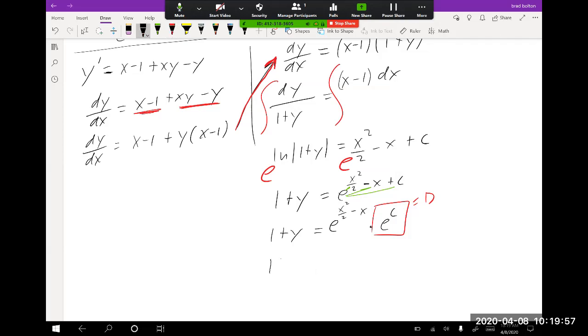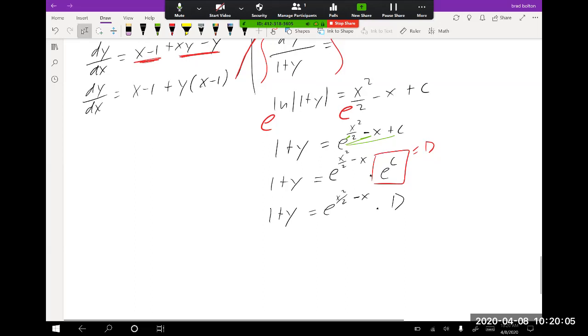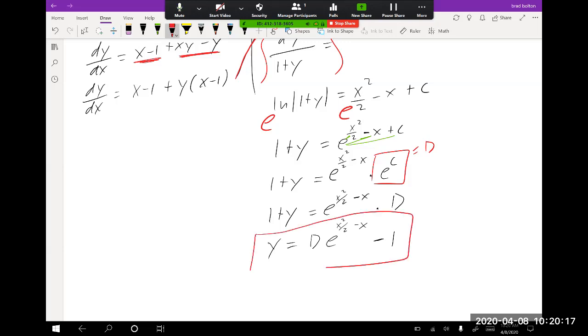So now I have 1 plus y is equal to e to the x squared over 2 minus x times d. And I am just going to subtract the 1 over. So we have y equals d e to the x squared over 2 minus x, minus 1. And this will be our solution to our differential equation solved for y. And d is our new constant that we developed from e to the c.